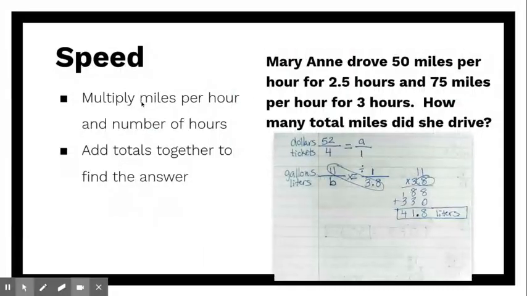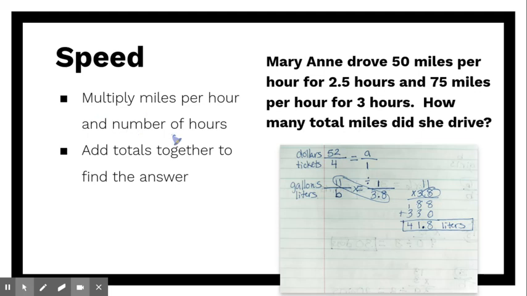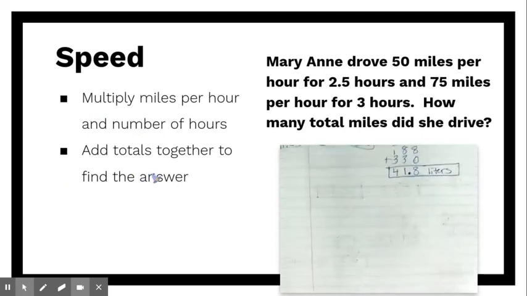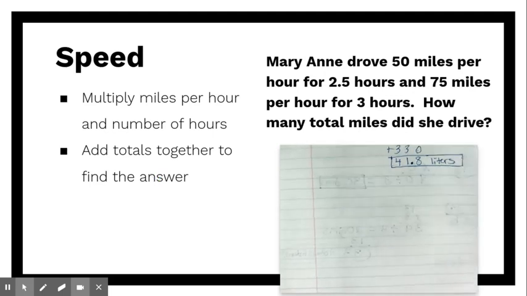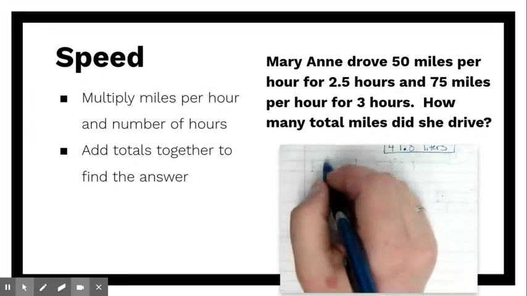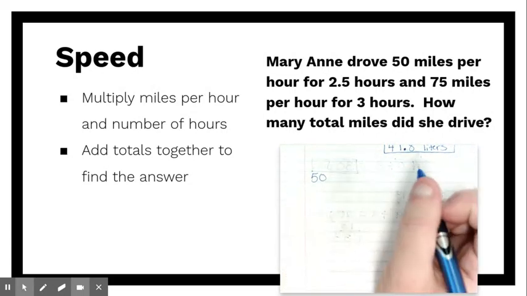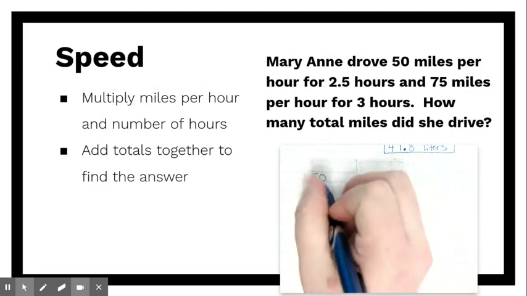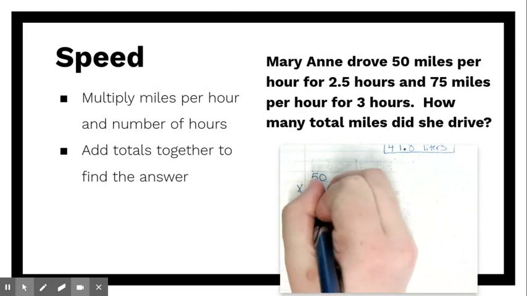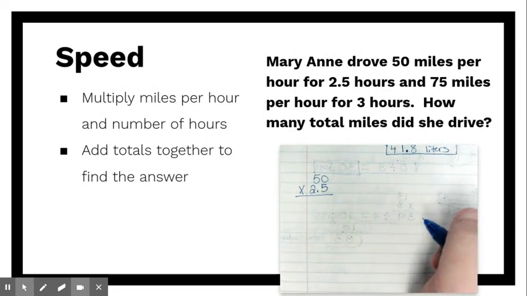Okay, so let's move on to some speed stuff. If I'm looking at speed, we're going to multiply our miles per hour and the number of hours, and then we're going to add totals together to find our answer. So speed is a little different. We don't necessarily have to set up a proportion here. It says Marianne drove 50 miles per hour for 2.5 hours. So I'm going to multiply these two together, 50 times 2.5, to find out how many miles she drove in that 2.5 hours. So let's do that first.